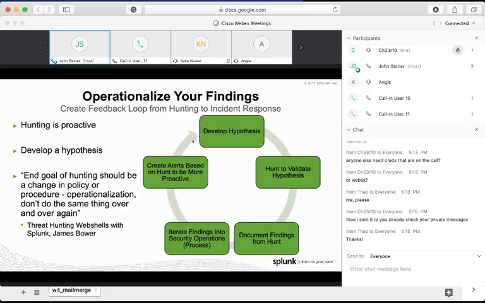Right? James Bauer has a YouTube video that he's posted called Threat Hunting Web Shells with Splunk, and the quote that he had in there was, "End goal of hunting should be a change in policy or procedure, i.e. operationalization. Don't do the same thing over and over again." And that really resonated with me.